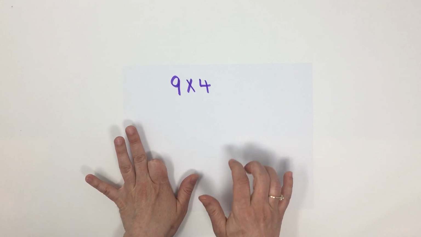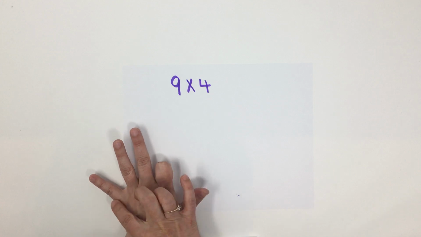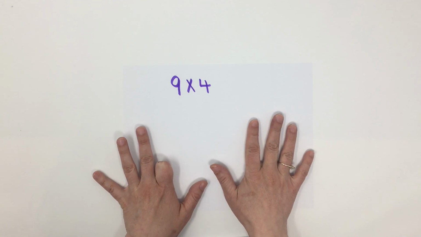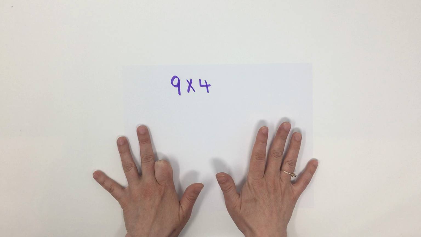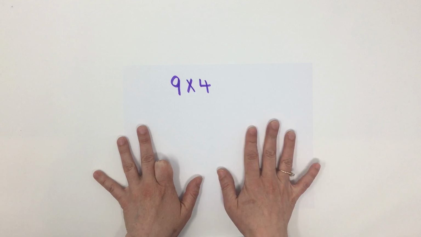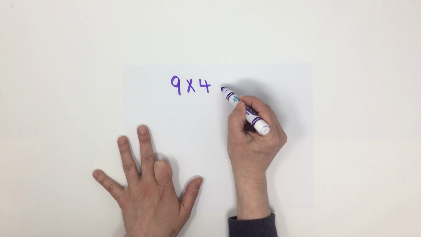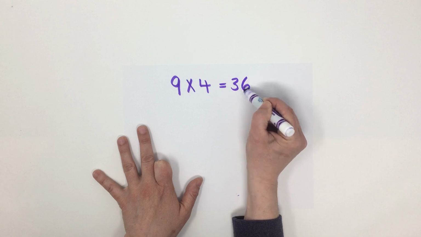If I put out my hands and I put down my fourth finger, 1, 2, 3, 4, I see I have 3 here, and over here I have 1, 2, 3, 4, 5, 6. So the answer is 36.